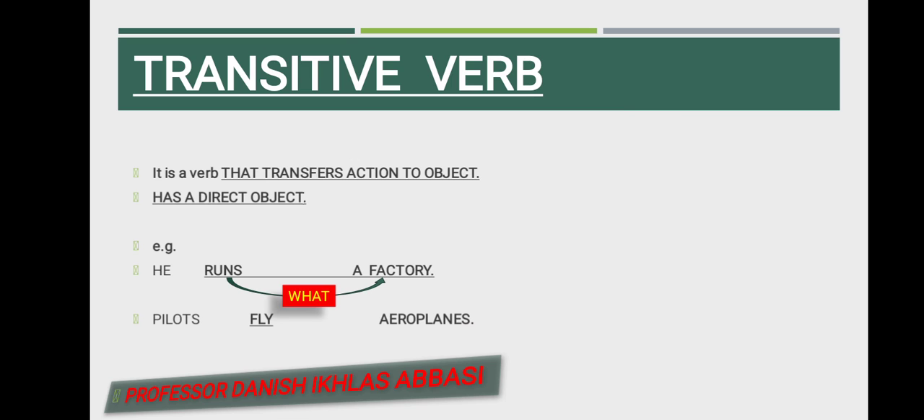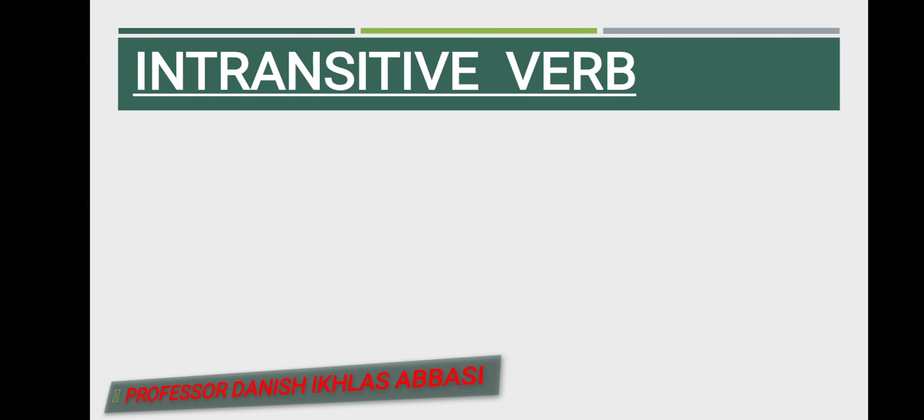Let's try the next verb, that is fly. Fly what, and the answer is aeroplanes. So fly is a transitive verb in this sentence. Let me tell you again that we put the question what to the verb, and if the answer comes, the verb is a transitive verb, and if the answer does not come, the verb is intransitive.